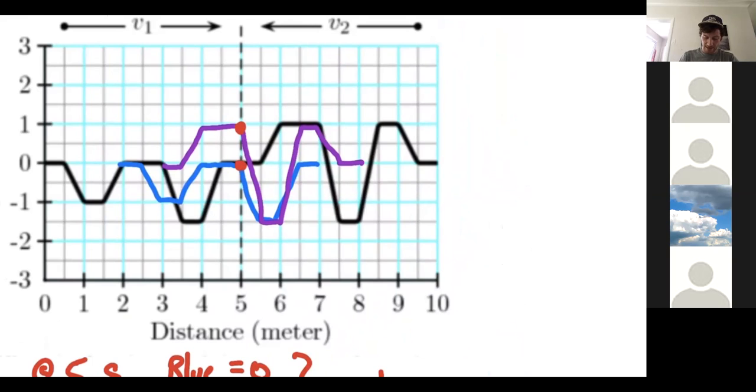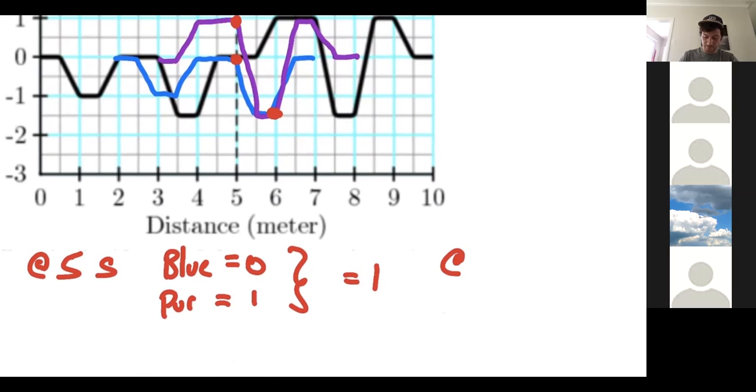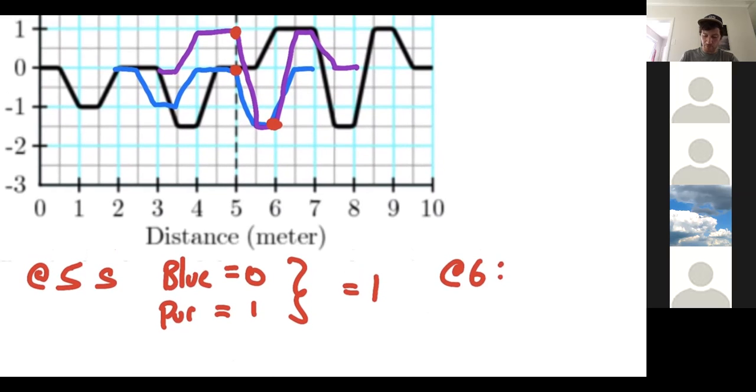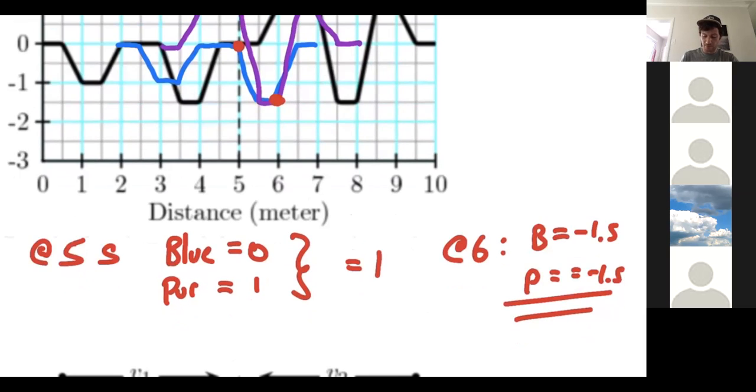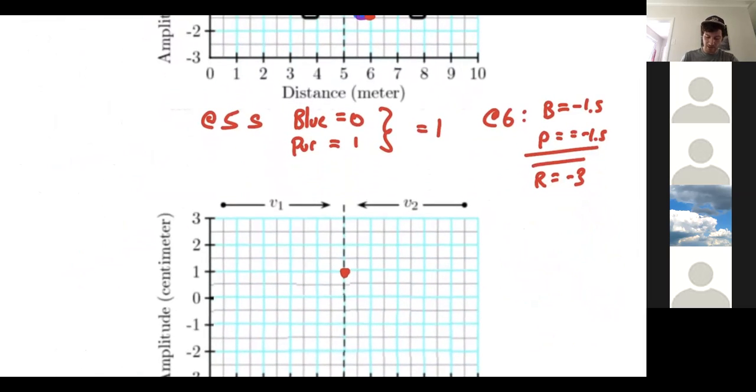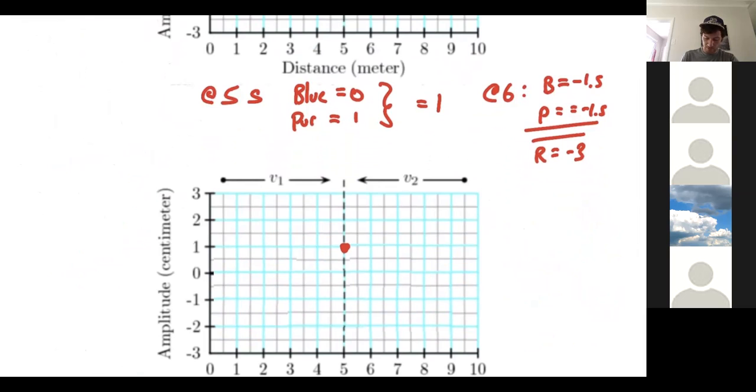Let's look at, say, 6 seconds right here, okay? At 6 seconds, we have the blue wave equaling minus 1.5. The purple wave also equals minus 1.5. So together, the red wave is minus 3. So now this thing goes from here to here. Okay, so there's part of our wave.